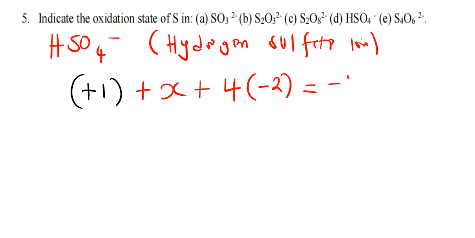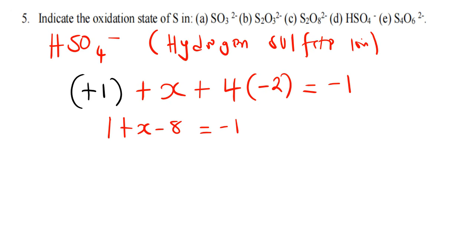So it will be -1 as the overall oxidation charge. So in this case, what are we going to now have? I've got 1 plus x, plus 4 multiplied by -2, that would be -8, and it is equal to -1. Then 1 minus 8, that is -7.